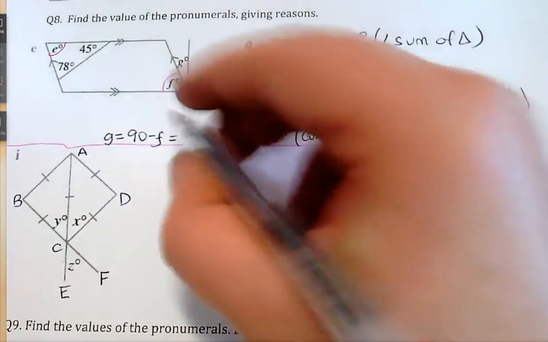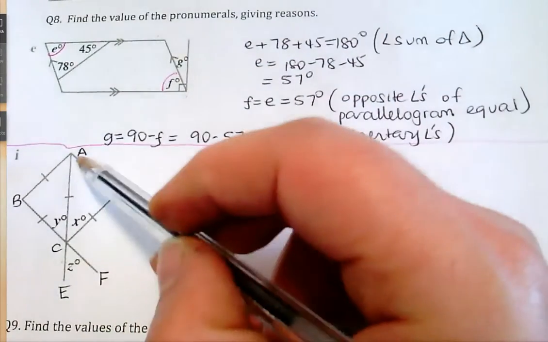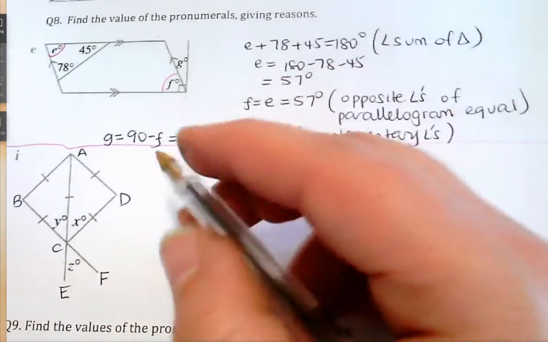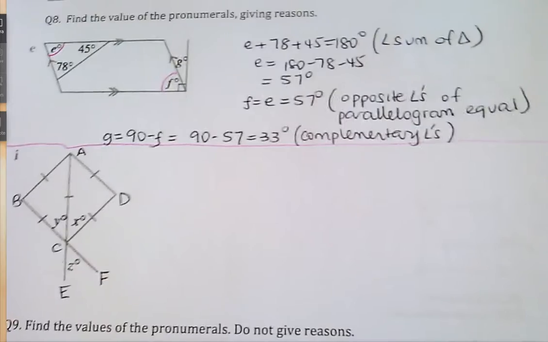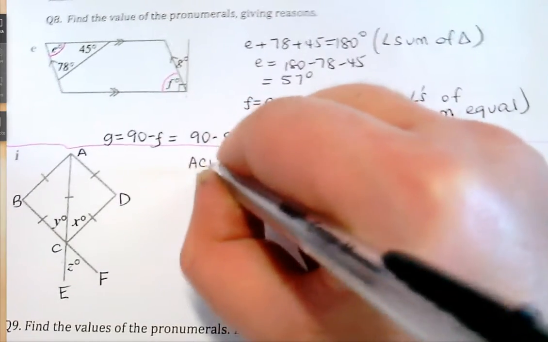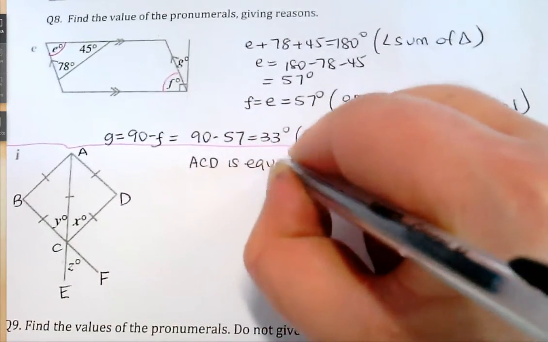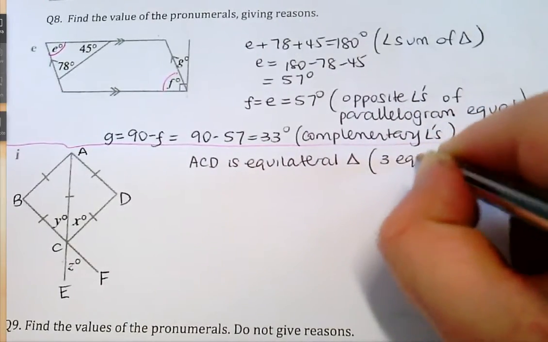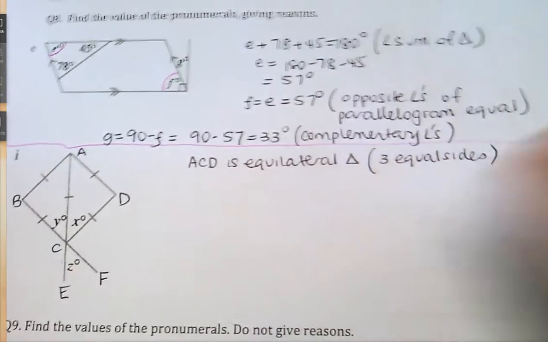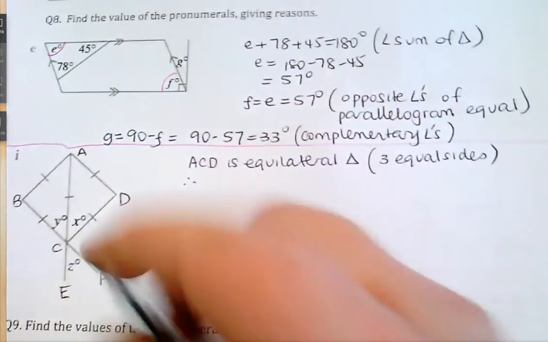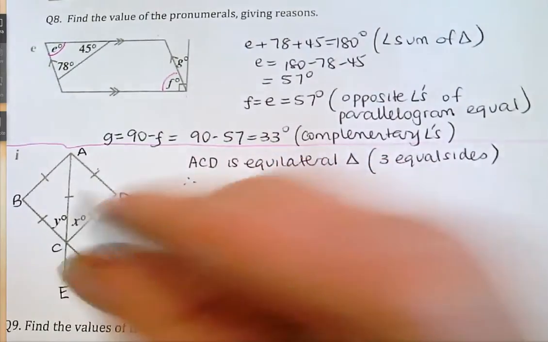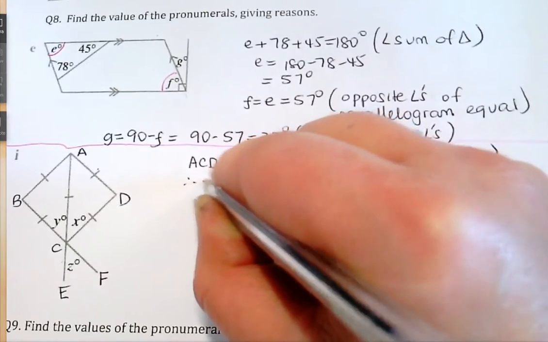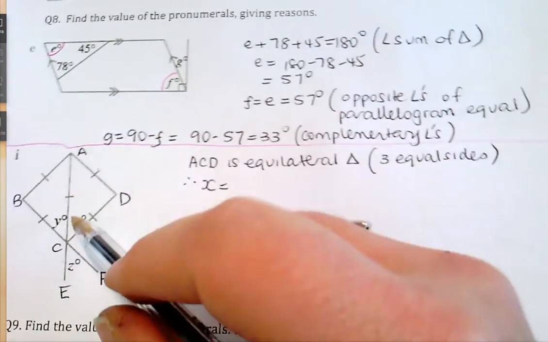And I'm going to write that in a minute, and we can see that A, C, D looks like an equilateral triangle. So I'm going to start off with ACD is an equilateral triangle. Reason, it's got 3 equal sides. Okay, so therefore, if we know that ACD is equilateral, we know all the angles in an equilateral triangle are equal to 60 degrees.